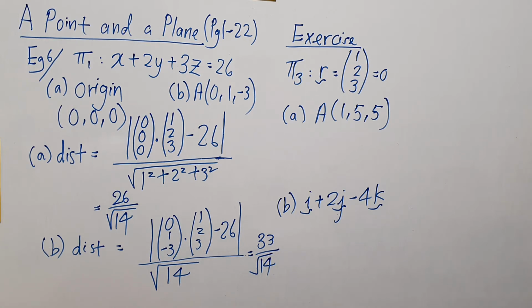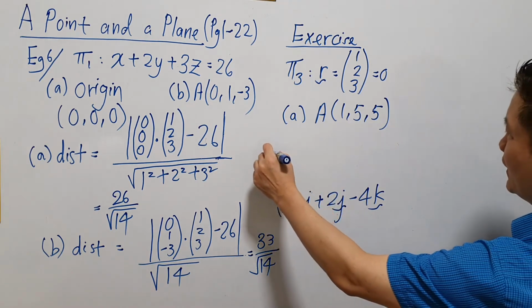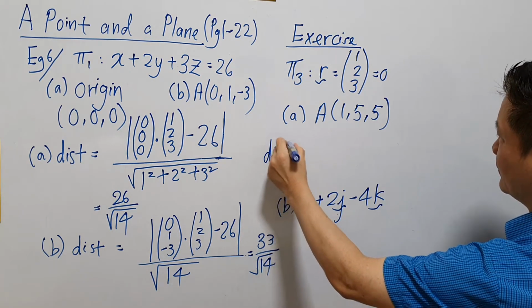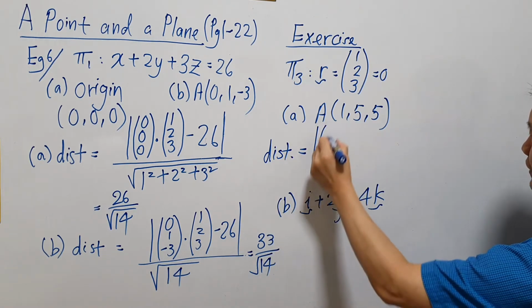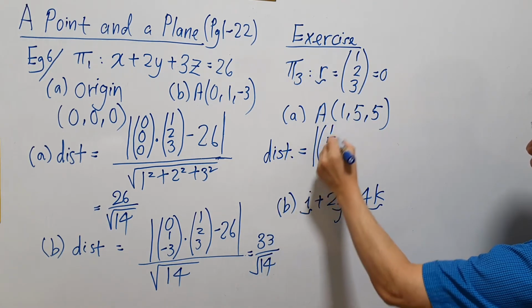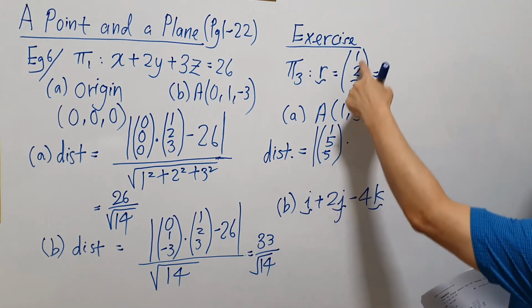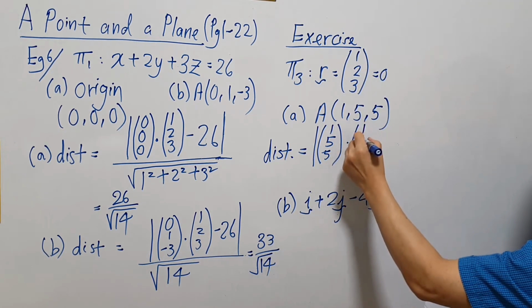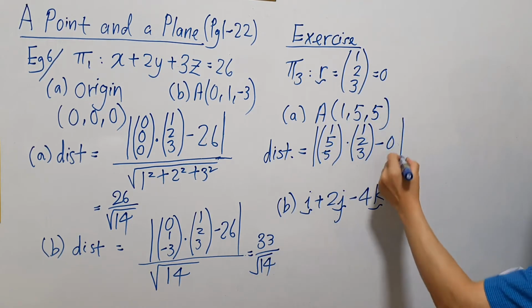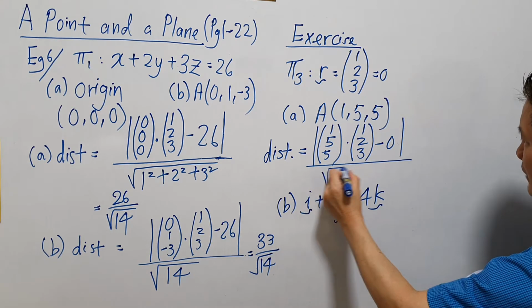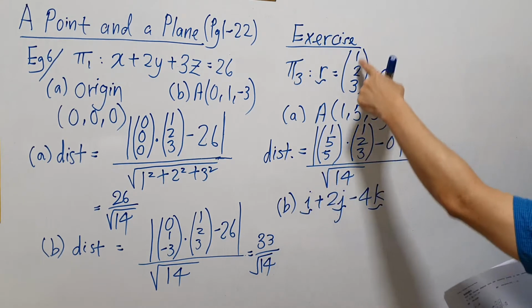Now in the exercise on the same page beneath, you are required to find the distance from, this time, the point to this plane. Again, the same thing goes. I know it's repetitive, but you have to be good at it. You take the point (1, 5, 5), dot with who? Dot with the normal vector of the plane, (1, 2, 3), minus the number on the right of the plane, and divide by the magnitude of (1, 2, 3).